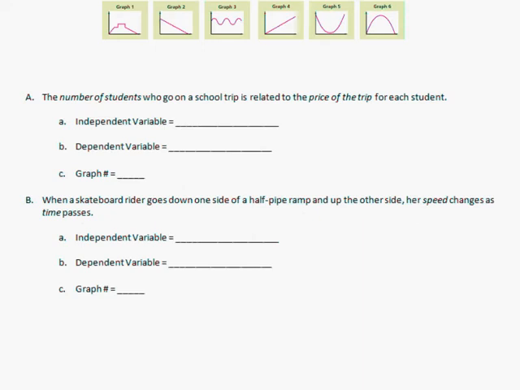A. The number of students, notice it's in italics, that must be important, who go on a school trip is related to the price of the trip for each student. So, it's related to the price of the trip. Let's think about this. If your class is going to go on a field trip and it costs a lot, that's going to make less people go. If it costs a little bit, everyone's going to go. Therefore, the price changes the students.